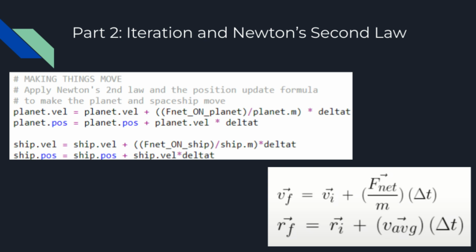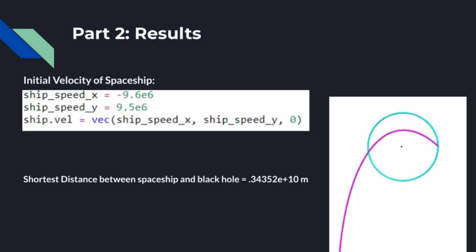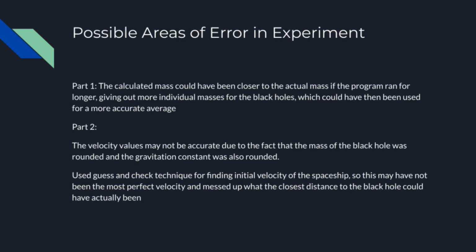Part 2, iteration in Newton's second law. This code basically shows how to apply Newton's second law in the position update formula to make the planet and spaceship move. And here are the results for part 2 of the lab. The initial velocity of the spaceship was found to be negative 9.6 times 10 to the power of 6 in the x component, and for the y component, it was 9.5 times 10 to the power of 6. The shortest distance between spaceship and black hole was 0.34352 times 10 to the power of 10.